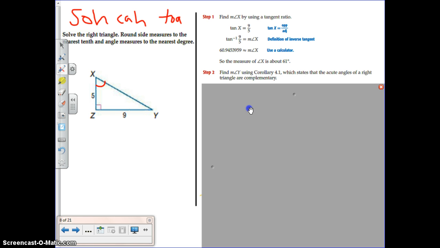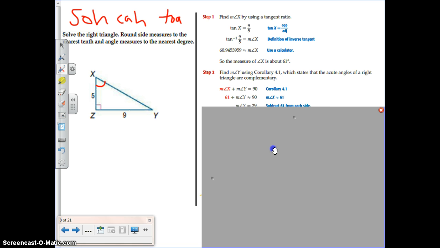Well, now we know that the three angles, angle x, z, and y, are going to equal 180 degrees. And we know that angle z is 90. So x and y must also equal 90. Since we know x, we can take 90, subtract 61, and find the measure of angle y. So this is going to be about 29 degrees. So 29 degrees is angle y. Angle x is about 61 degrees.